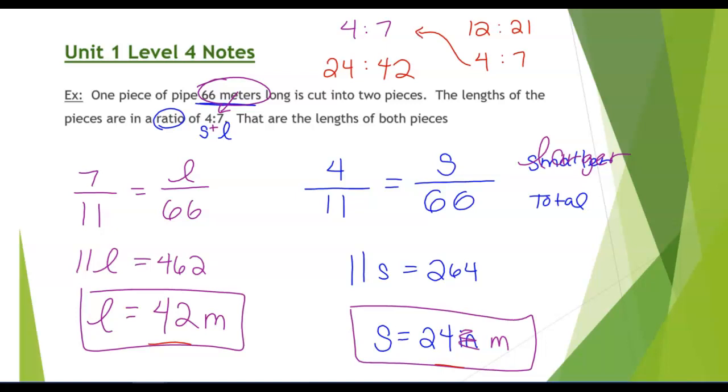Or else I could have found the greatest common factor at first, which is 6. So the greatest common factor is 6. Divide 24 by 6 and you get 4. Divide 42 by 6 and you get 7. And there is that ratio of the small to the larger piece.